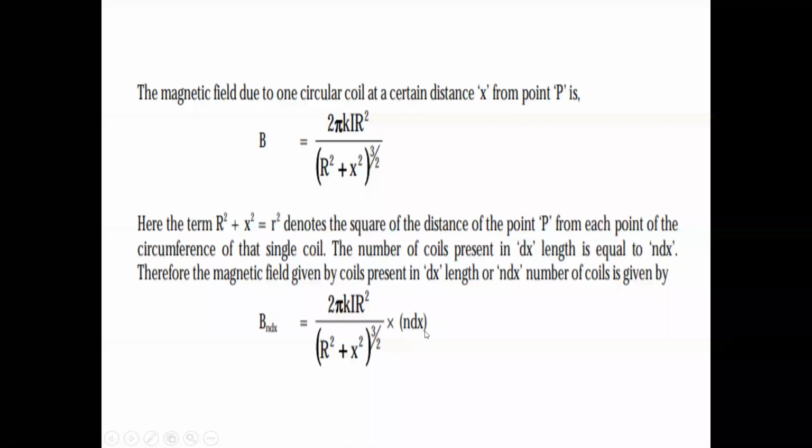And dx is the length of each coil, that means the smallest length. So that's why here the magnetic field intensity due to one circular coil is multiplied with n dx. The meaning of n dx is: n is the number of circular coils and dx is the length. So this is the expression.